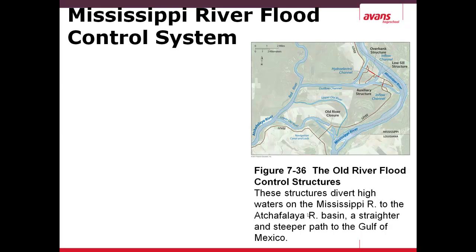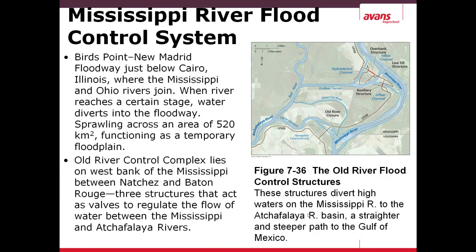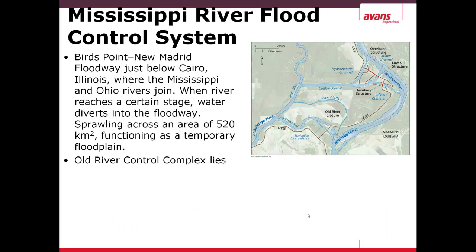A few examples of this is in Bird's Point near Cairo, Illinois, where there's a very large floodway, which is an area of land. This one is 520 square kilometers, and when the river floods, it will go into this land and hold the water. And this is quite common. Another example is the Natchez and Baton Rouge, the Old River Control Complex.